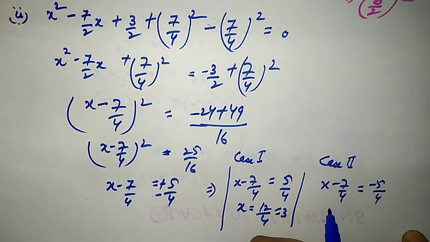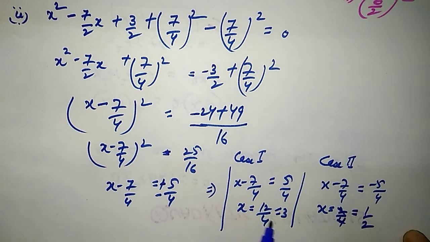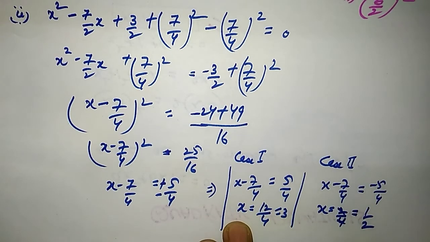Now on solving the other case, we get x is equal to 2 by 4, and on simplification we get x is equal to half. So x is equal to 3 and x is equal to half are the two required zeros of the given equation. So this is all about the completing square method.